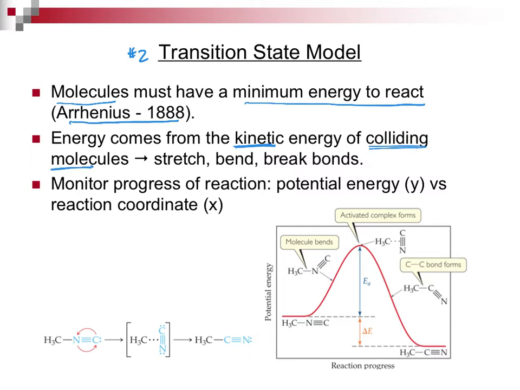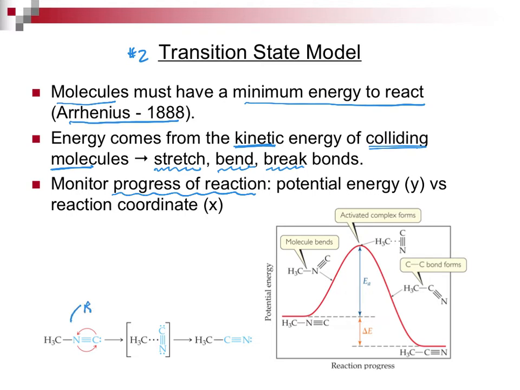And what happens is bonds can be stretched, bonds can be bent, and bonds can then break. We'll go into more detail in the thermodynamics chapter. But what you do with the transition state model is you do something called monitor the progress of a reaction. Like, what does that mean in English? The picture below shows us.